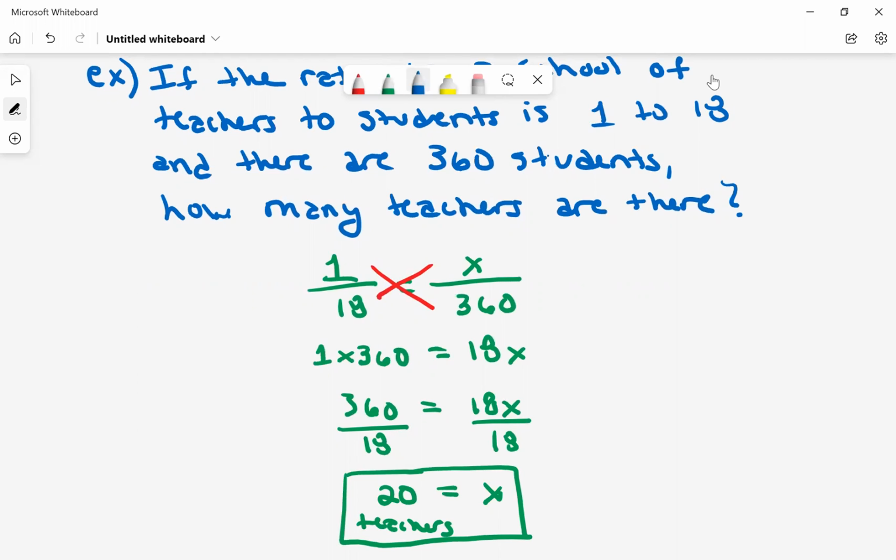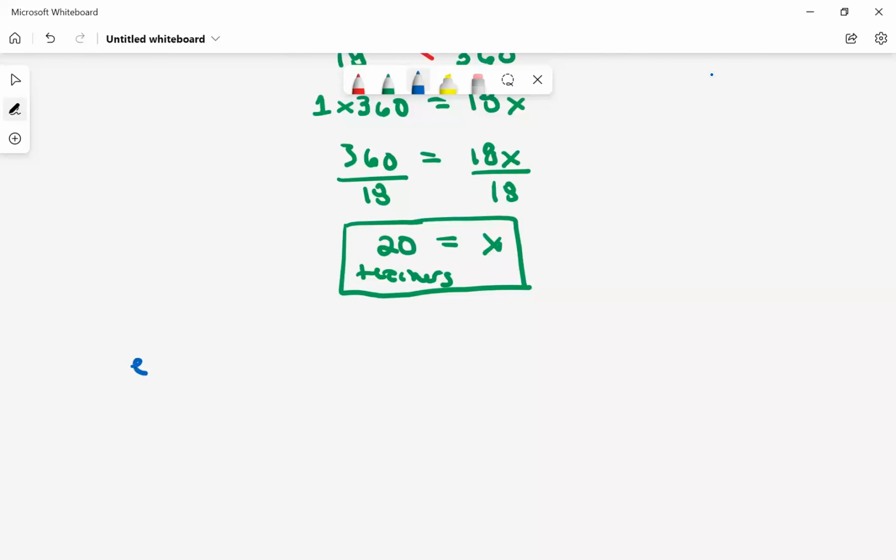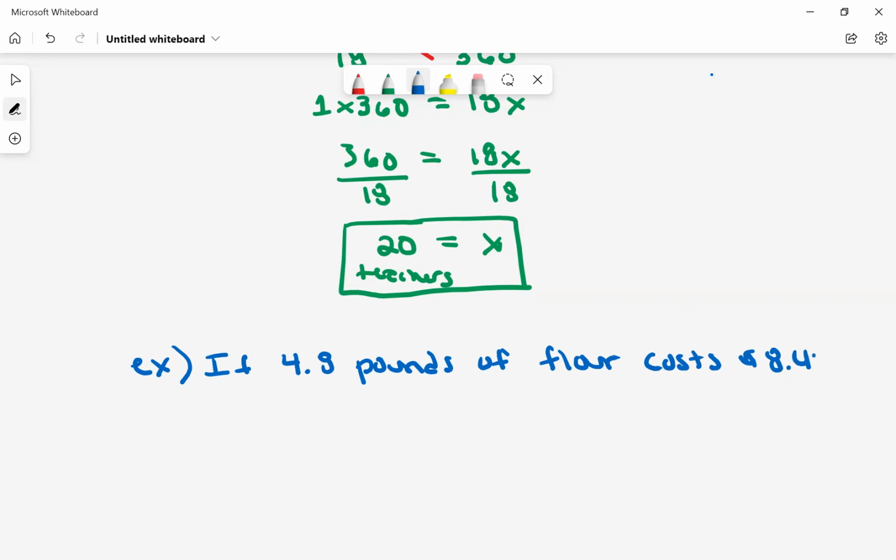Okay, so let's look at another example. This one was using ratios because we were comparing people to each other. Let's do one with rates. Let's say if 4.8 pounds of flour costs $8.40. Wow, that's expensive flour. How much will 6 pounds cost?